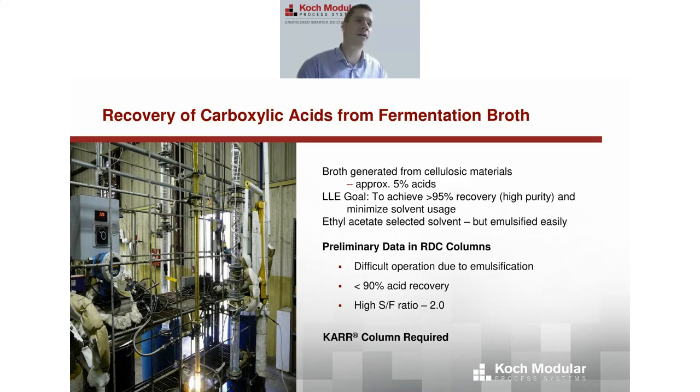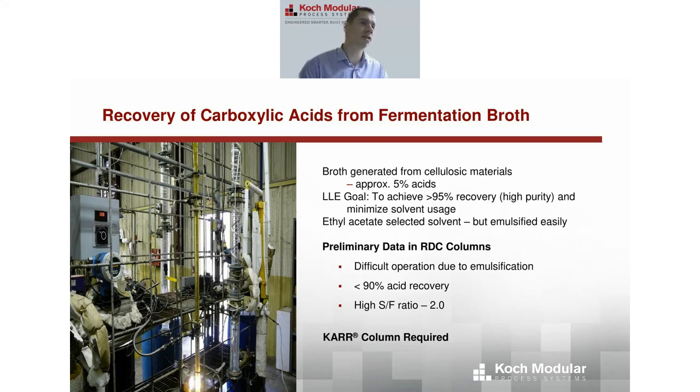But due to the variable shear with an RDC column, they found that the operation was difficult because it had such a strong tendency to emulsify. And then when they were able to operate, they weren't able to get the target amount of acid recovery that they were looking for, only less than 90%. Furthermore, they also had to use a high solvent to feed ratio of 2, which would lead to higher than anticipated operating conditions in a solvent recovery column in a commercial process. So they wanted to lower that as well.